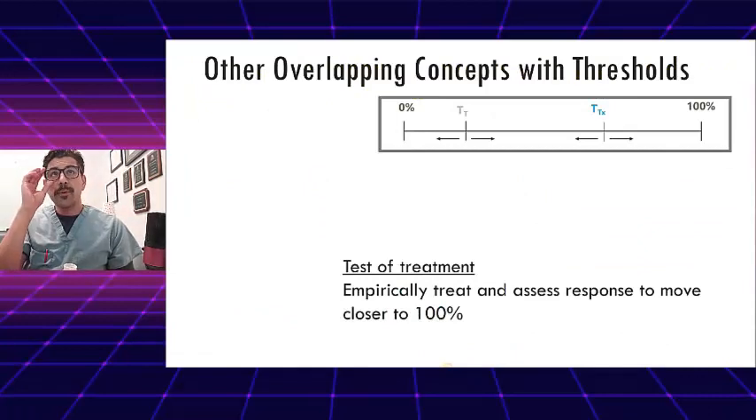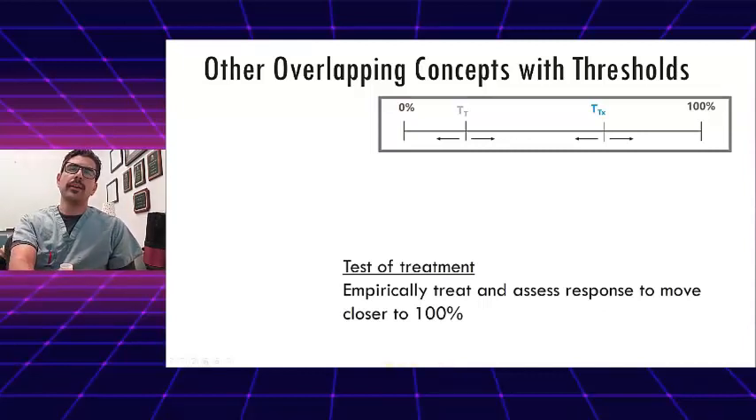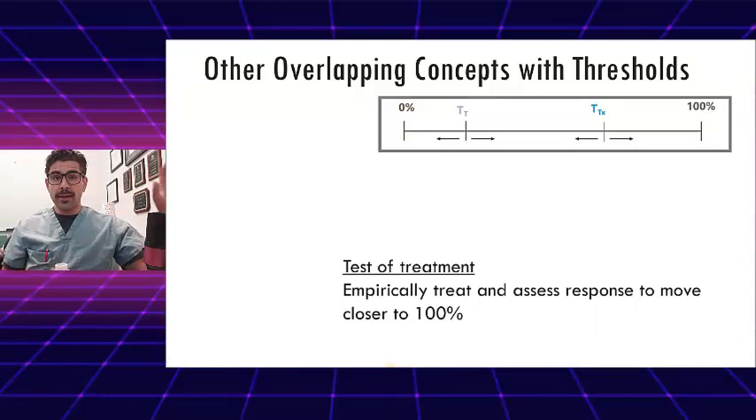So I think other concepts overlap nicely with thresholds. For example, the test of treatment. Sometimes we don't know the diagnosis and we just empirically treat and assess the response to move closer to 100%. Sometimes I'm really not sure if somebody's got heart failure or not. So I might just treat them with diuretics. And if they substantially improve in the next 8 hours, I might feel much more confident that that's the diagnosis I'm dealing with. So it doesn't fit perfectly within the thresholds themselves, but I might be in this treatment realm, and then I treat and I watch how the patient responds. I move it closer to 100%.